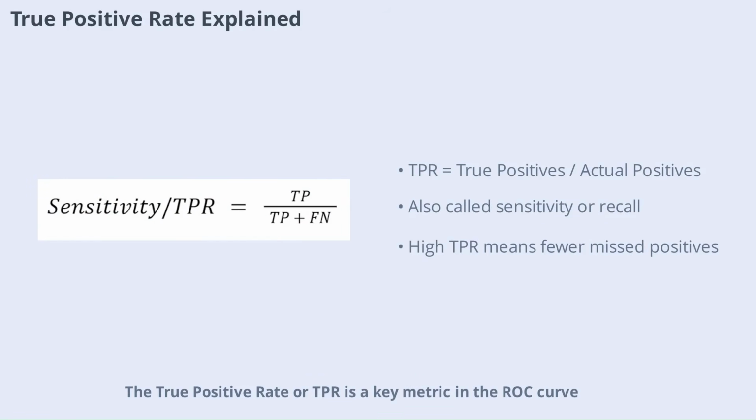True positive rate, or TPR, is a key metric in the ROC curve. It measures the proportion of actual positives that are correctly identified by the model. In other words, it tells us how good the model is at detecting positive cases. TPR is also called sensitivity or recall, and it's calculated by dividing the number of true positives by the total number of actual positives. A high TPR means the model is effective at catching positive instances, which is especially important in fields like medical diagnostics where missing a positive case can have serious consequences.